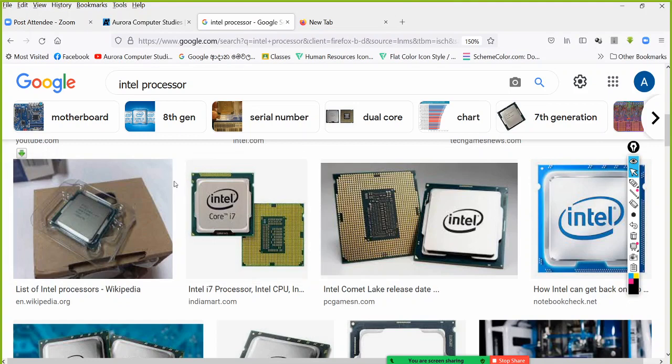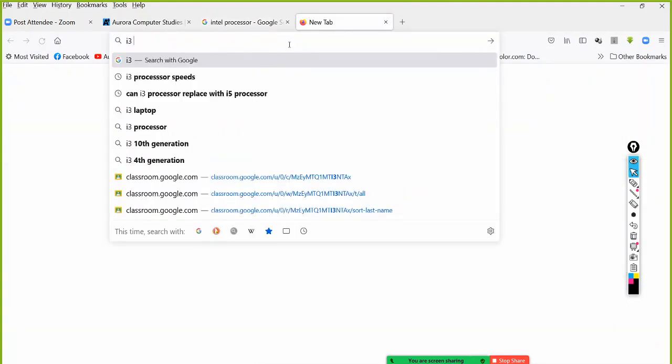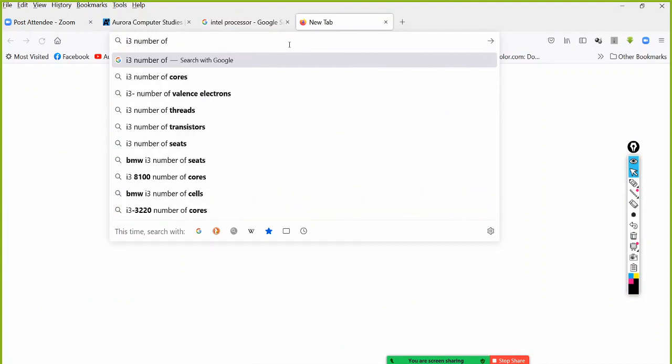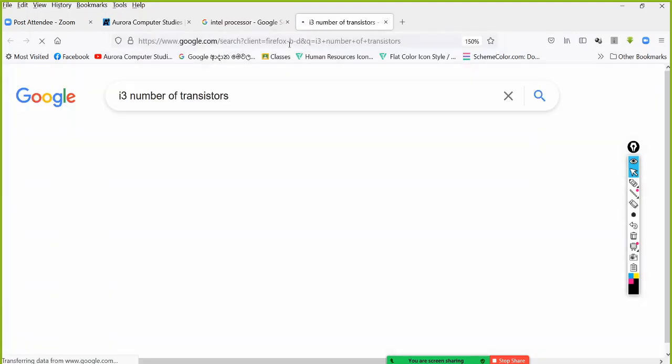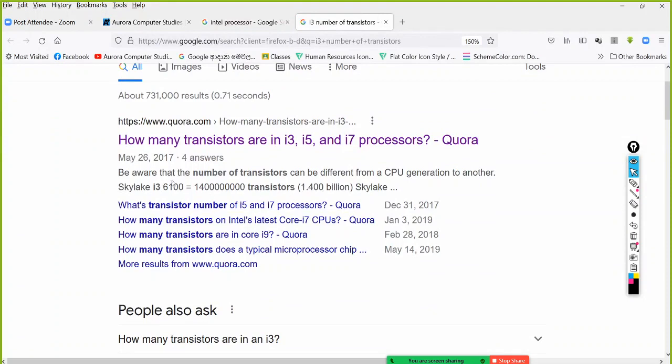Maybe in millions. Yes, more than a million. Say the i3, the number of transistors. That is why only a few companies build it. You can see the i3 has roughly about 1.4 billion transistors. So that is why these are advanced countries, not like us.